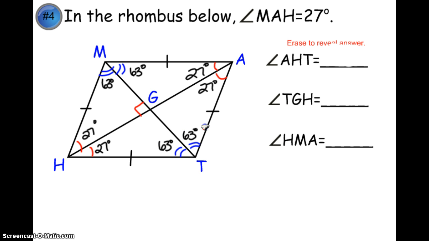So we can answer the questions and say AHT, 27 degrees, TGH, that's our property that says we have 90, and HMA, so I need to sum 63 and 63 and get 126 degrees.